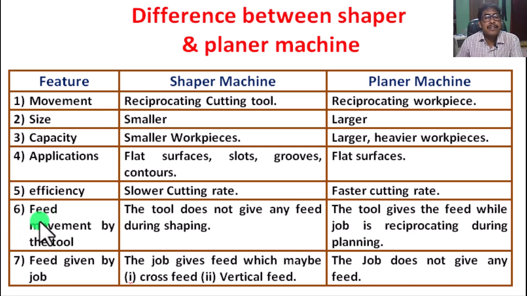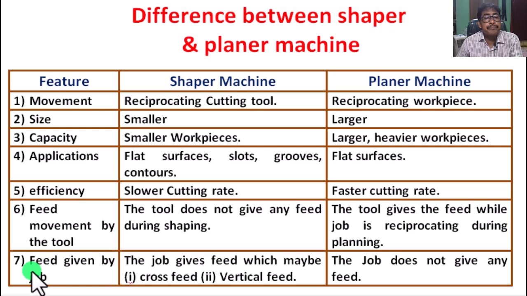Number 6, feed movement by the tool. In shaper machine, the tool does not give any feed during shaping. In planer machine, the tool gives the feed while the job is reciprocating during planing.